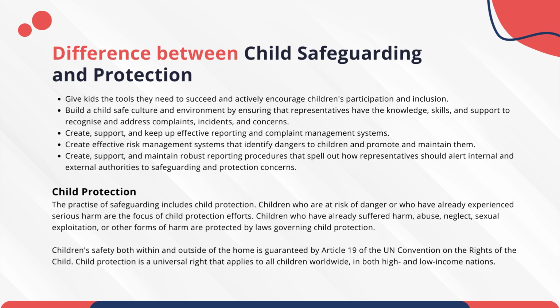Child protection. The practice of safeguarding includes child protection. Children who are at risk of danger or who have already experienced serious harm are the focus of child protection efforts. Children who have already suffered harm, abuse, neglect, sexual exploitation, or other forms of harm are protected by laws governing child protection. Children's safety both within and outside of the home is guaranteed by Article 19 of the UN Convention on the Rights of the Child. Child protection is a universal right that applies to all children worldwide, in both high and low-income nations.